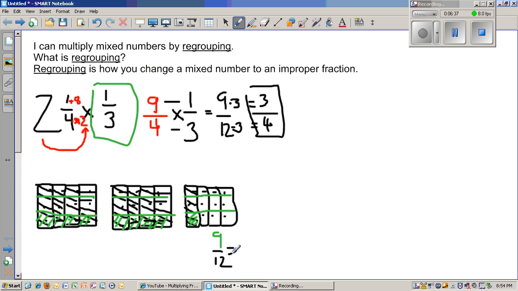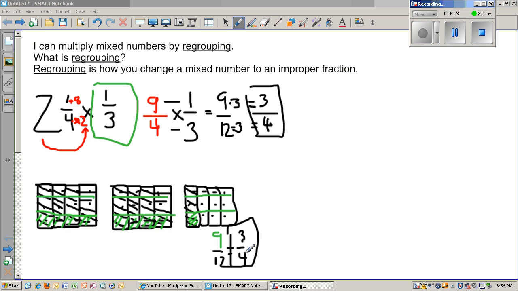So 9/12 we know is equal to 3/4 because we already simplified it above, so we got the same answer, and that's pretty cool. So we got 3/4, we got 3/4, which is less than one hole, right? It's very close to one hole, but it's less than.